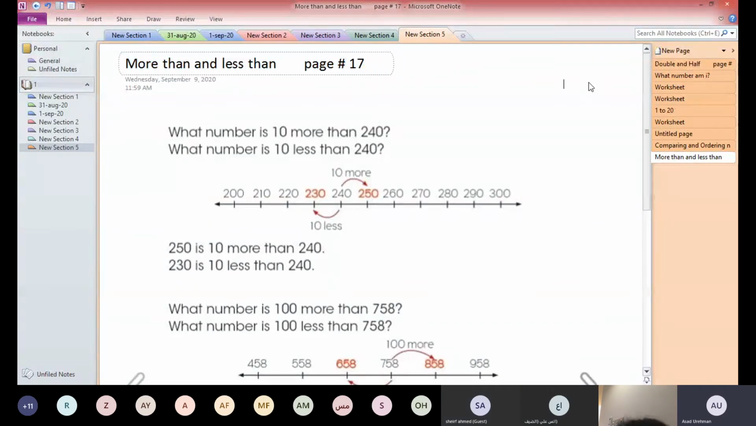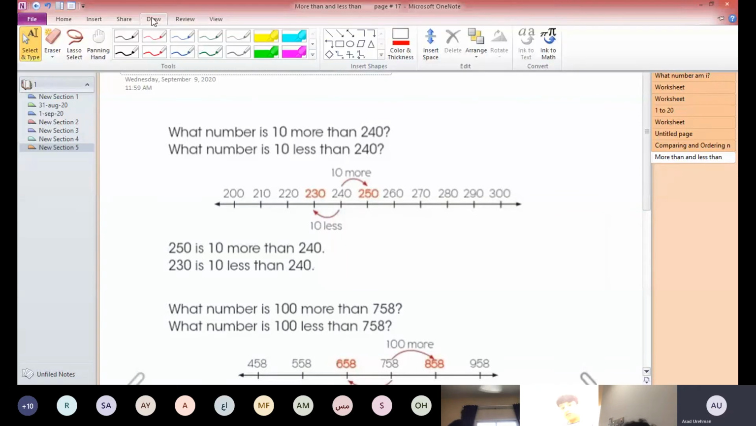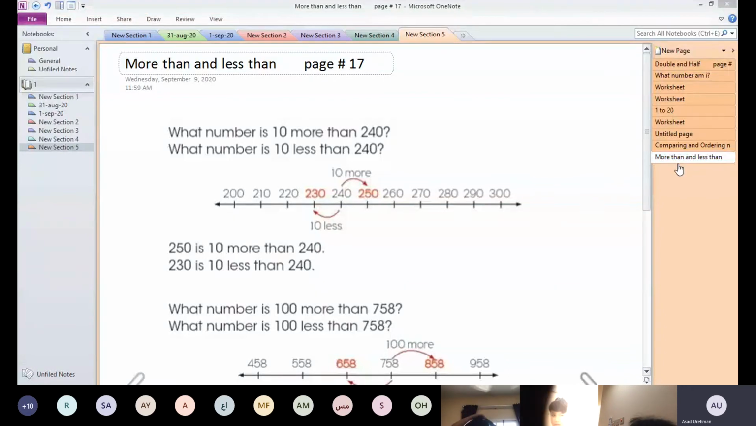Okay, so we see the more than and less than concept. When we talk about more than, we have to see forward, and we have to check after. And when we talk about less than, we have to check before. We will go backward. Now the question is saying, what number is 10 more than 240?